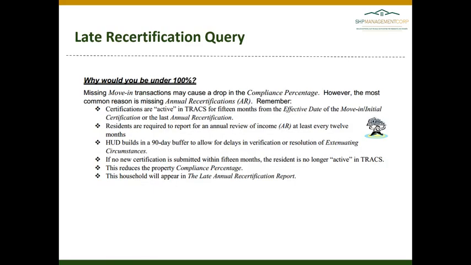The late recertification query is going to assist you with identifying households that either missed their annual recertification or the annual recertification did not record in TRACS correctly. This can affect your compliance percentage and make it drop under 90%. Compliance percentage under 90% means that your voucher will not be paid.